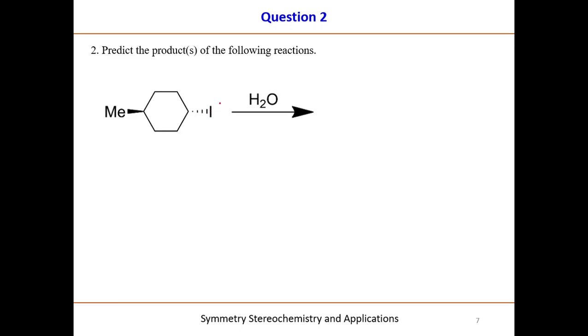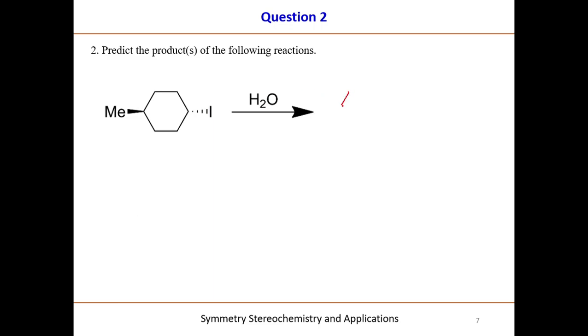This is the halogen group present on this position. So what will happen? Because H2O is a weak nucleophile, as we have discussed earlier, a weak nucleophile means it will follow the SN1 pathway. For the SN2 pathway, a strong nucleophile is required. Here we have a weak nucleophile, that means it will follow the SN1 pathway.